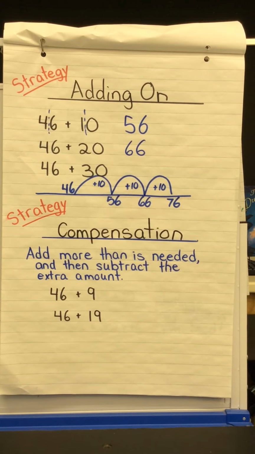You practice this with your add 9s. 46 plus 9. We're just going to pretend it's 46 plus 10, which would be 56, and subtract that extra 1 to make 55.